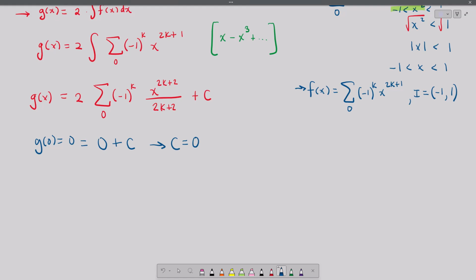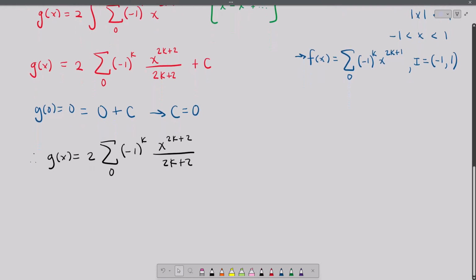We have this equation right here. C plus 0 is 0, so c's got to be 0. Therefore, our conclusion is that g of x is 2 times this summation starting at 0. This is our power series now. We've resolved that weird constant that's hanging out on the end, and that often happens, that it's going to be 0.